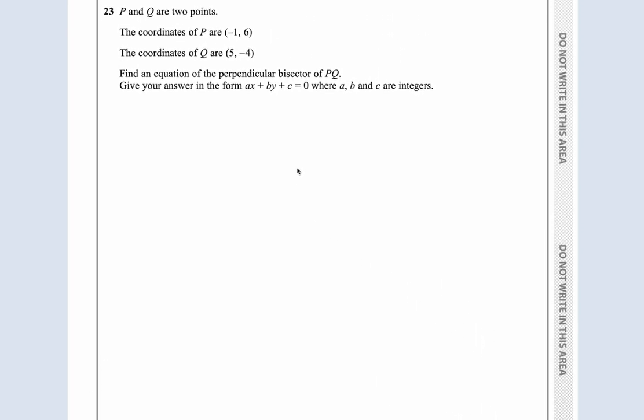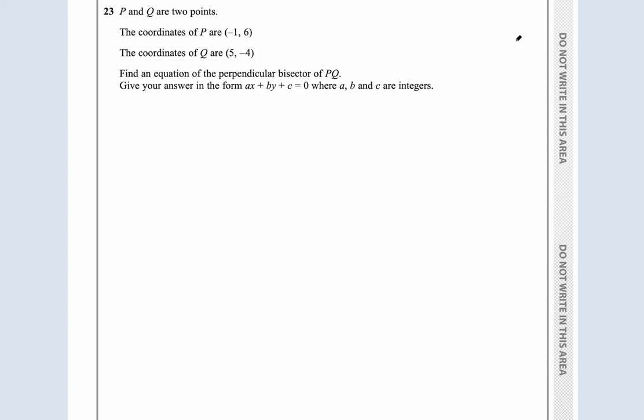Okay, not an easy question, guys, but this is what I call a familiar question. I know how to do this because I've practiced it. I know how to get the midpoint, I know how to get the gradient, I know how to get the equation of the line. So let's write down these steps.